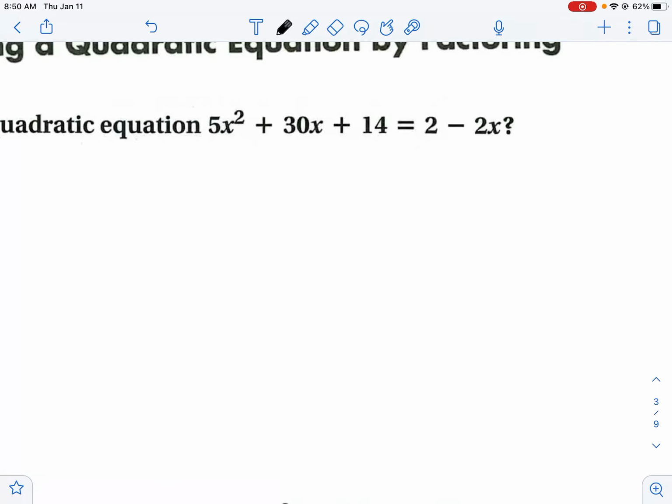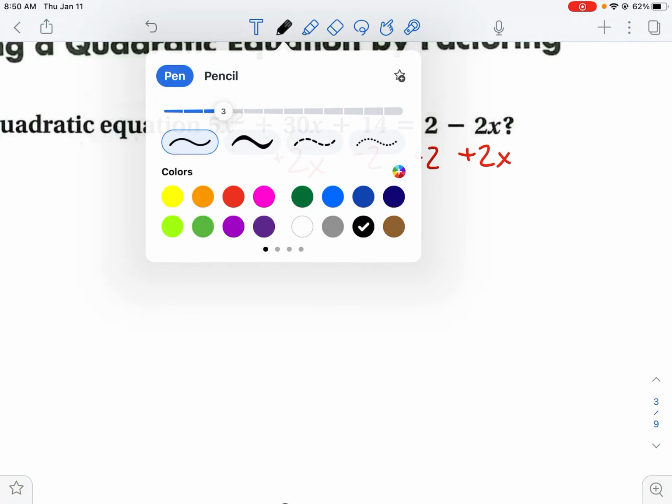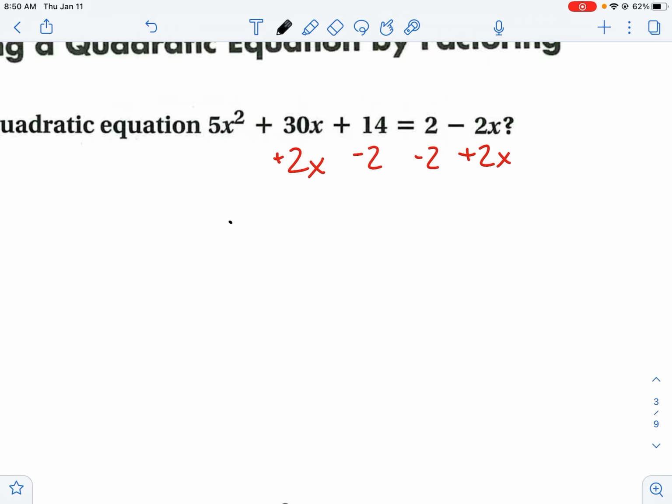Our next video. Remember how we want one side to equal 0. So I want that to be positive, right? So I'm going to put these on the other side. See how I got rid of the 2 and the negative 2x by subtracting 2 and adding 2x? And now we're going to get 5x squared plus 32x plus 12 equals 0.